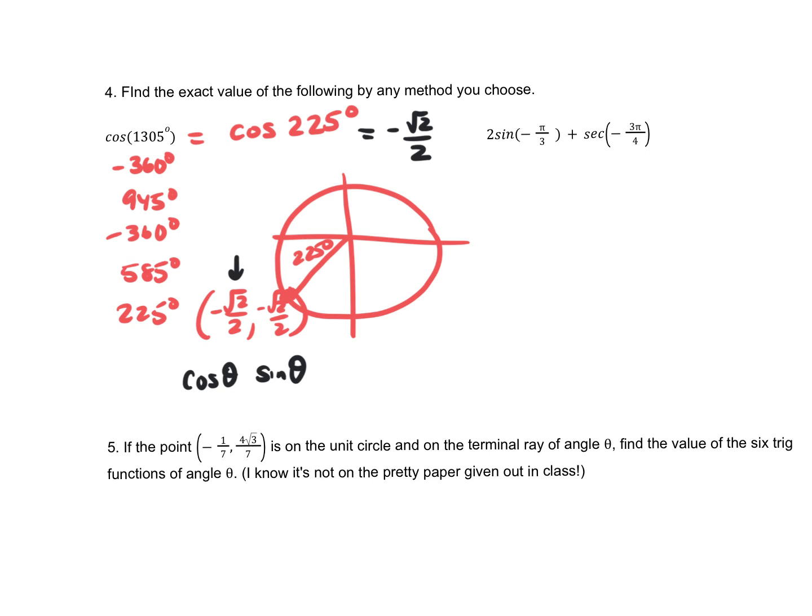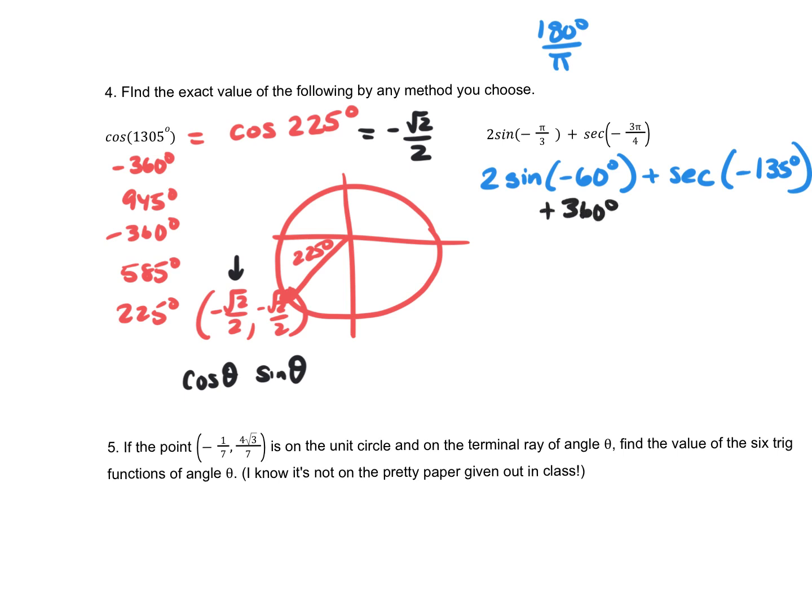Same thing for the next one. It says find the exact value of any method you choose. So we've got 2 sine negative pi over 3 plus secant of 3 pi over 4. Lots of ways to do this problem. A lot of people would convert this to degrees. We know that pi over 3 is 60, so this is negative 60 plus secant. Now if I look, negative 3 pi over 4 is negative 135. You can convert that using the 180 over pi. I'm just looking at the unit circle and seeing it. Now I want to get these values from the unit circle, but they're both negative, so I'm going to add 360 to both.